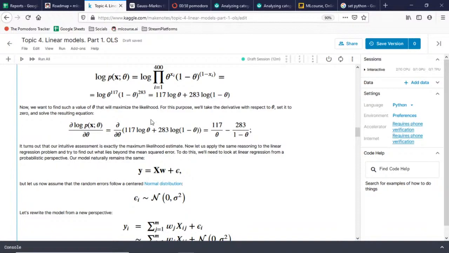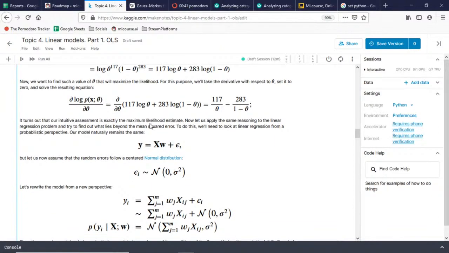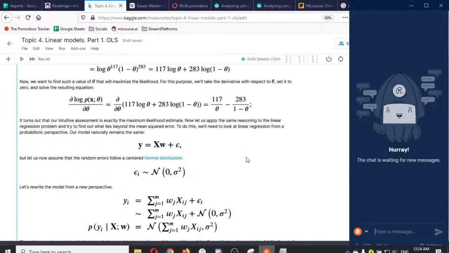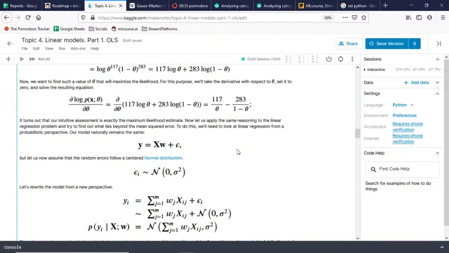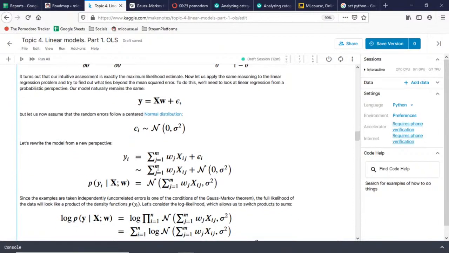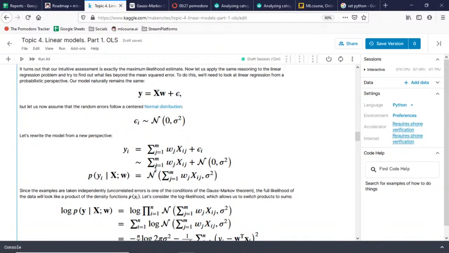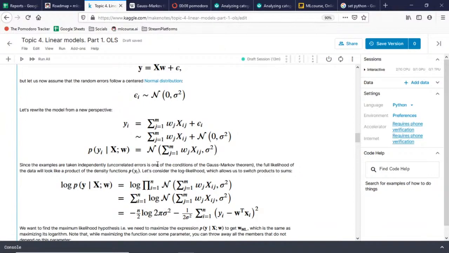Now let us apply the same reasoning to the linear regression problem and try to find out what lies beyond the mean squared error. To do this, we need to look at linear regression from a probabilistic view. Our model naturally remains the same. But let us now assume that the random errors follow a centered normal distribution. Okay, let's rewrite the model from a new perspective. Since the examples are taken independently, uncorrelated errors is one of the conditions of the Gauss-Markov theorem.